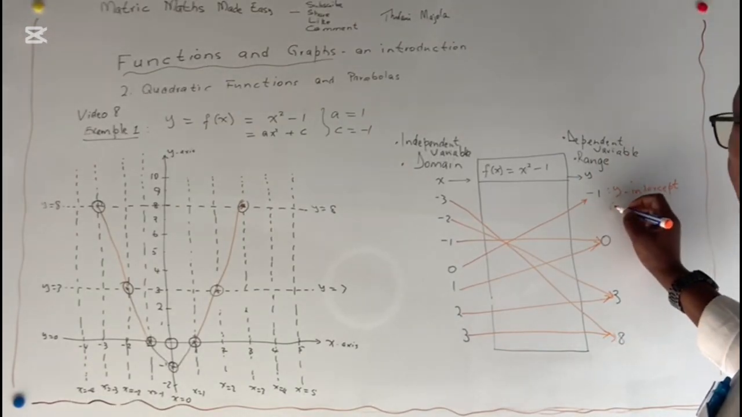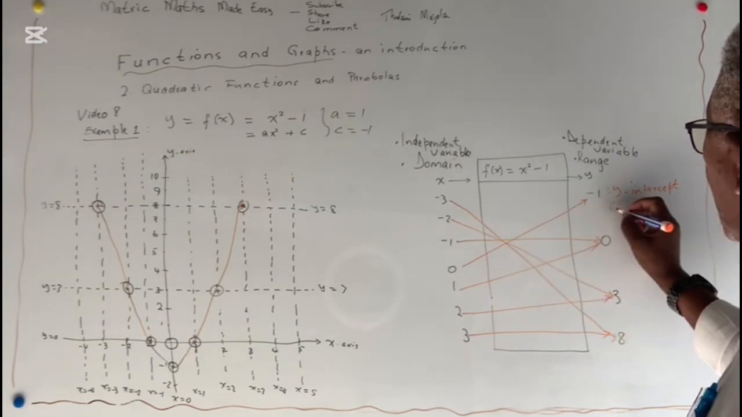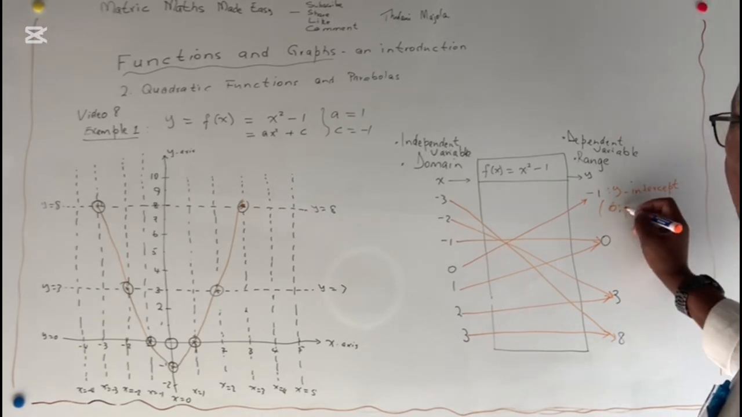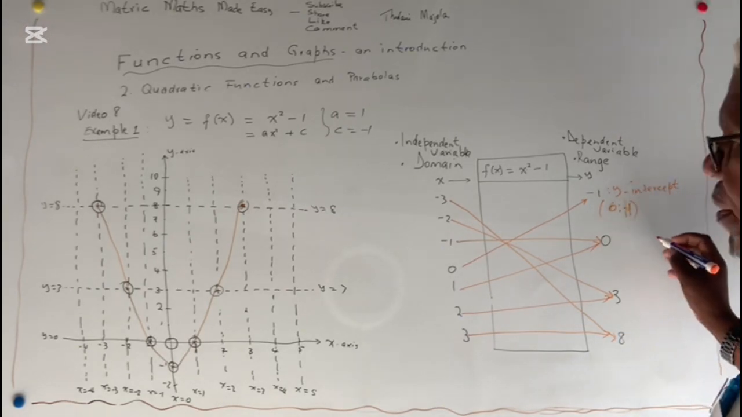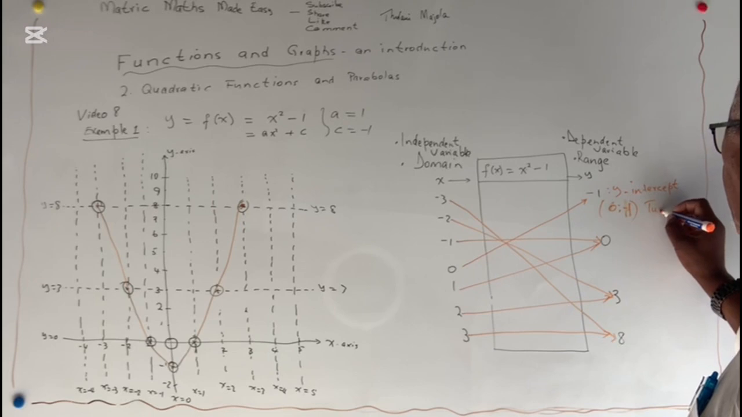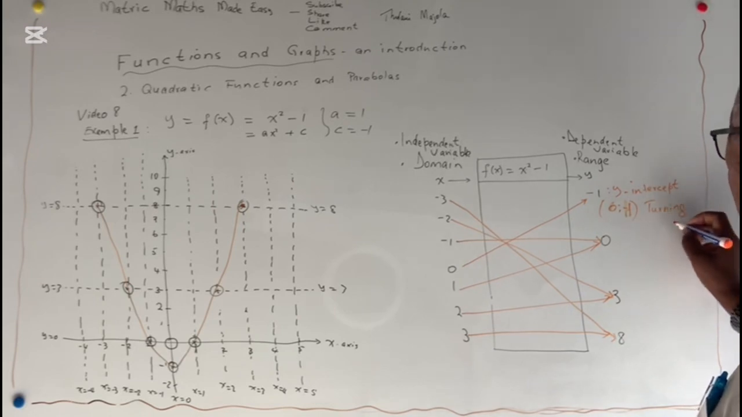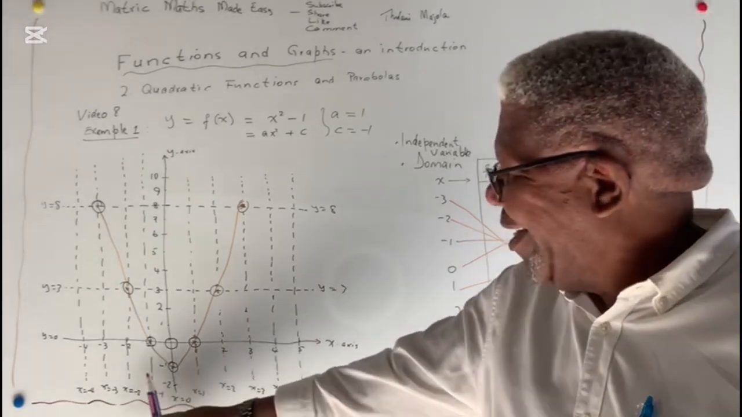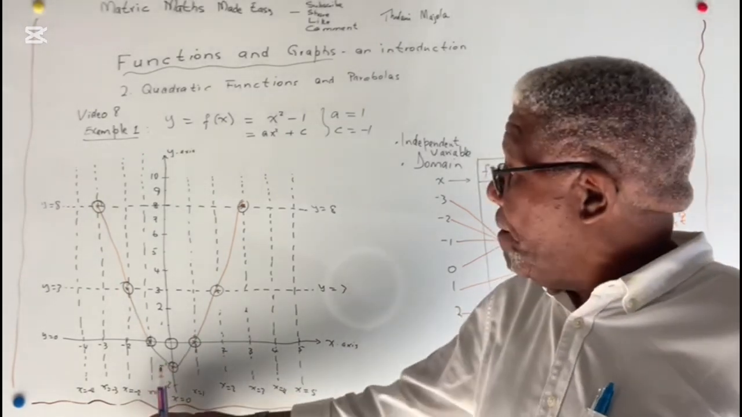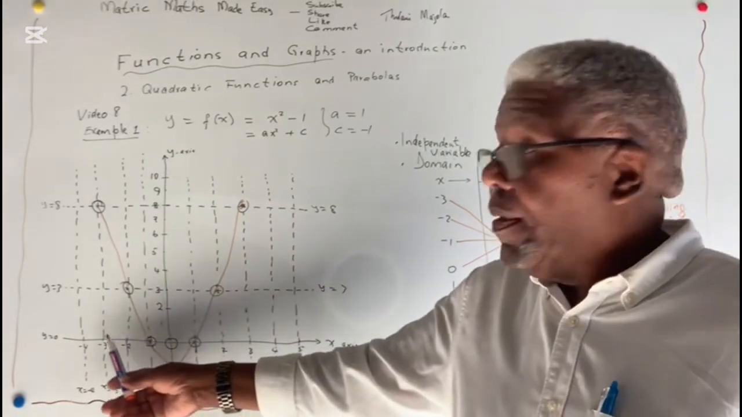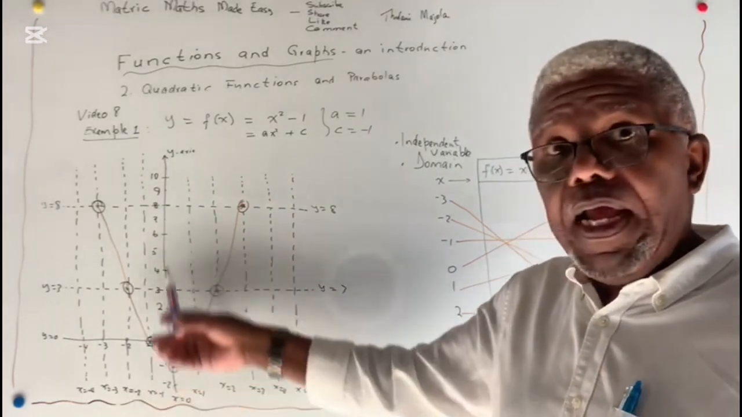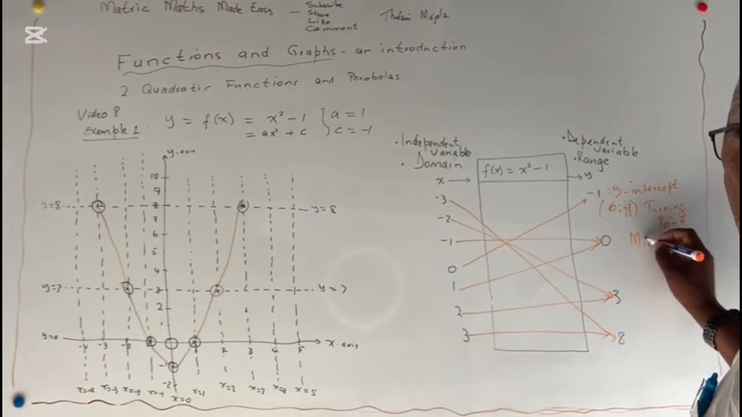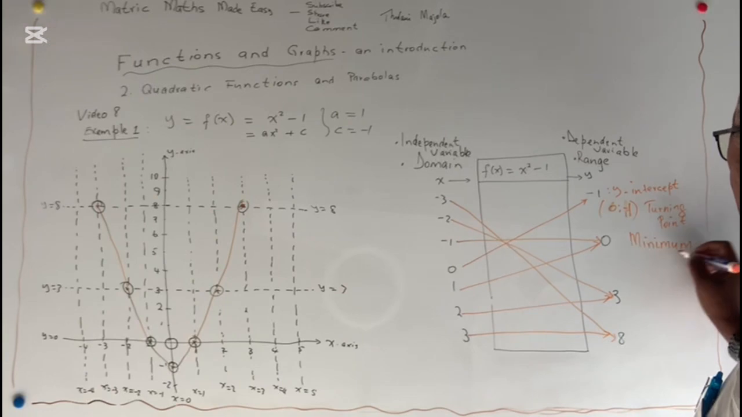So let's call it the point x equals 0 and y equals negative 1, sorry. This is the turning point of this graph. And then you can also see this negative 1 is actually the minimum y value. From there it goes up. So it's also called the minimum value of y.